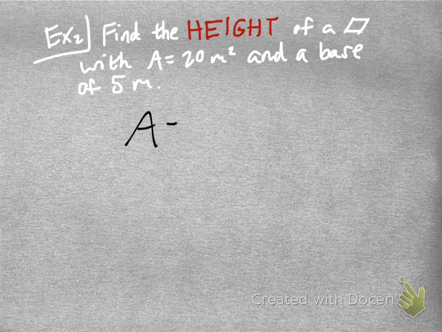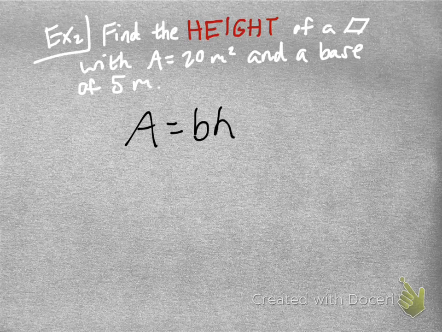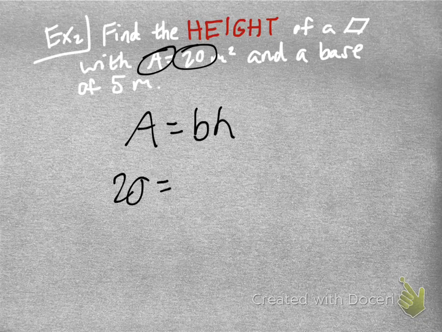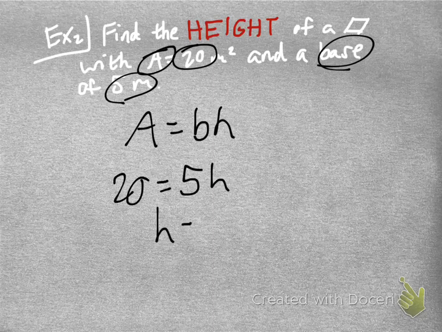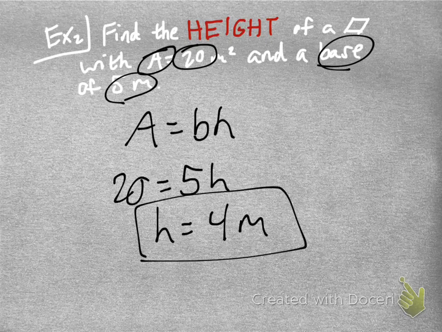All you need to do, area is base times height, which we know. We can just substitute, right, 20 for the area, so 20 equals, well, we know that the base is 5, so we can say that 5h, therefore h equals 4 meters. And that's pretty much it there.